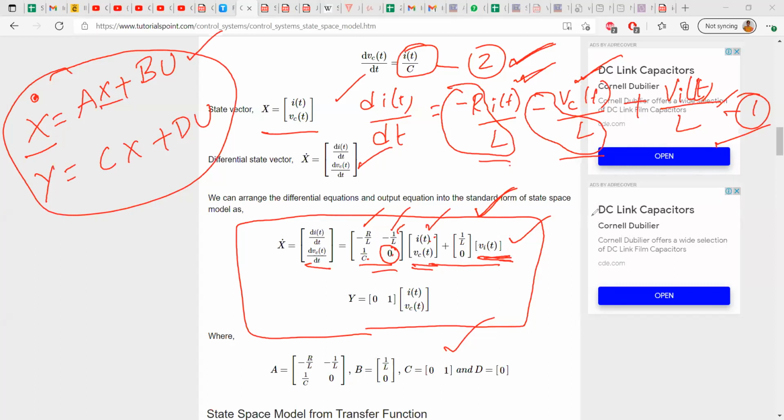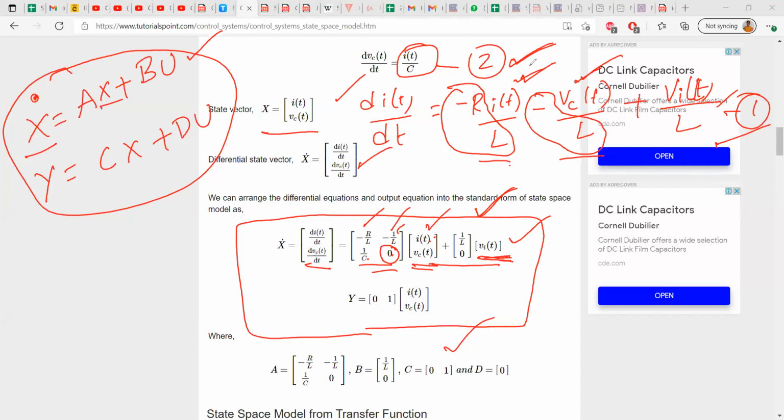What is the input, Nana? In our circuit, what is the input? Vi of t. Vi of t, right? So, in the first equation or the second equation, is the Vi of t term there?